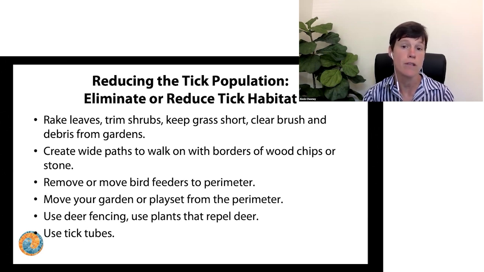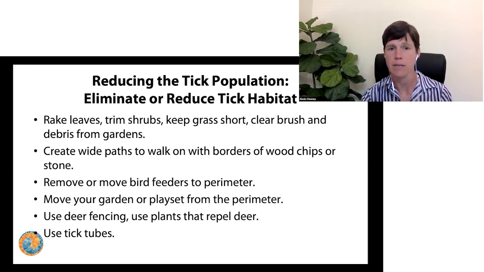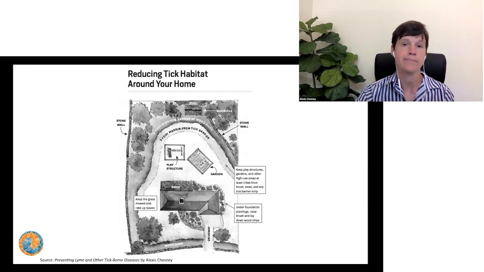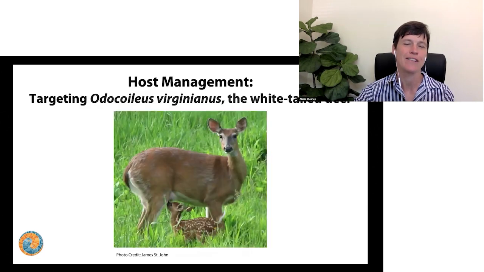Remove or move bird feeders to the perimeter, like move them out. Don't keep them close, because those birds can carry the ticks and drop them off in your yard. Move the garden or place it away from the perimeter, so you're not out in the areas that they are. And then thinking about deer, using deer fencing or using plants to repel deer, and then using tick tubes, which we'll talk more about. So here's a little picture about all this, just thinking about a typical sort of suburban place which you may or may not live in.